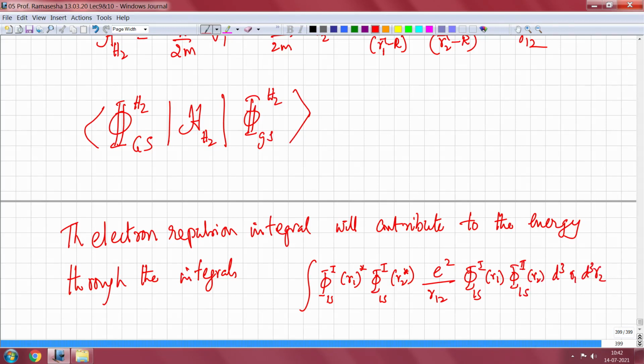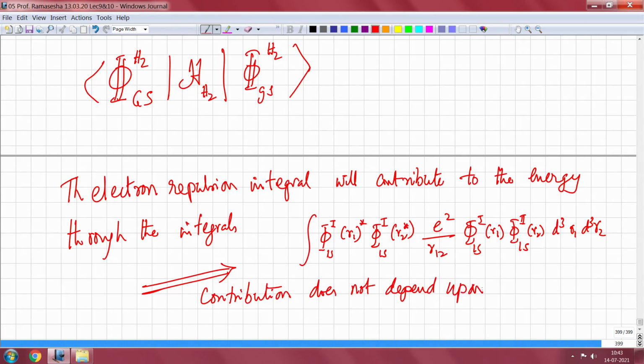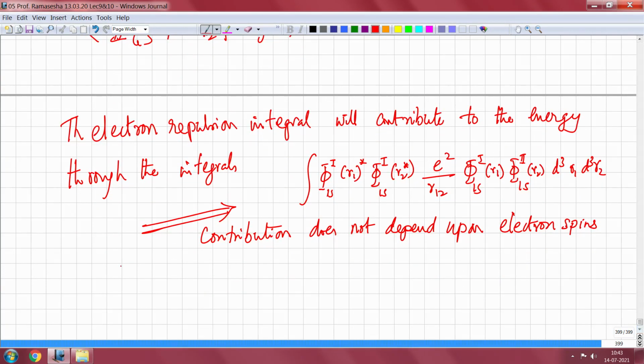So this will contribute always, independent of the spin of the electrons 1 and 2. So this contribution does not depend upon the spins of the electron, and this is also called the Coulomb repulsion integral. We call it U. So U is a Coulomb repulsion integral.